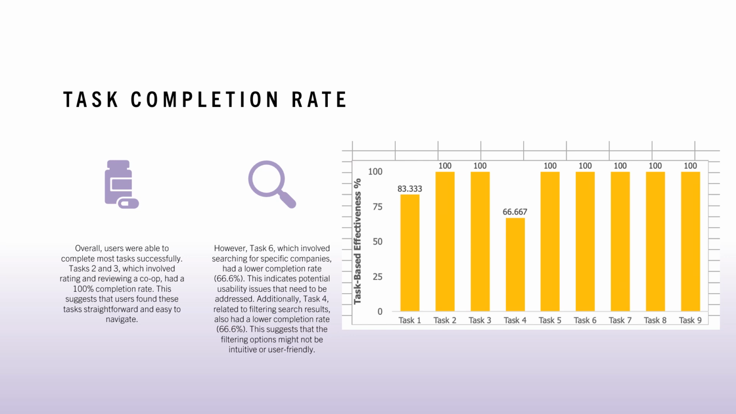Tasks 2 and 3, which involved rating and reviewing the co-op, had a 100% completion rate. This suggests that the users found the task straightforward and easy to navigate. However, task 6 involves searching for specific companies. The completion rate for it is 66.6%. It shows that there might be potential usability issues that need to be addressed. Additionally, task 4 was about filtering of the results, and it has a lower completion rate as well, of 66%. It has the same issue, that the application might not be user friendly or intuitive in that matter.